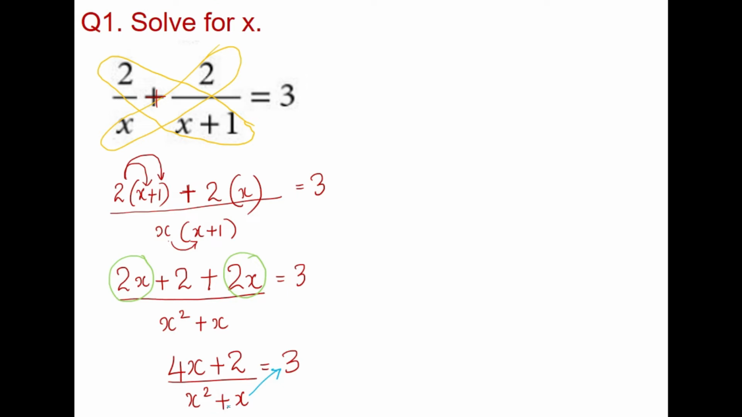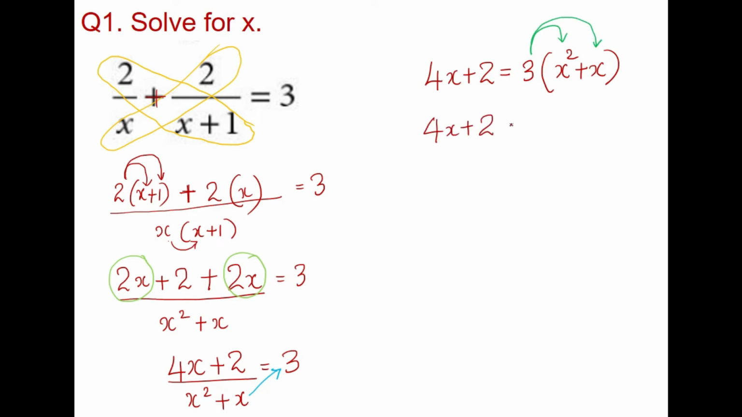So x squared plus x in the denominator goes to the other side where it becomes a multiplication with 3. I continue from here. So 4x plus 2 is equal to 3 multiplied by x squared plus x. Expanding the brackets, 4x plus 2 is equal to 3x squared plus 3x.